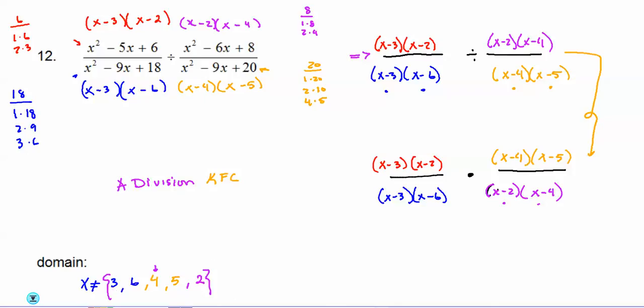Now comes the fun part of canceling, right? I'm in multiplication mode. This will cancel with this. This x minus 3 is the same as x minus 3. X minus 2 has a partner way over here. X minus 4 has x minus 4 above, and the two parts we are left with, we're left with x minus 5 to be divided by x minus 6. This is the reduced fraction.